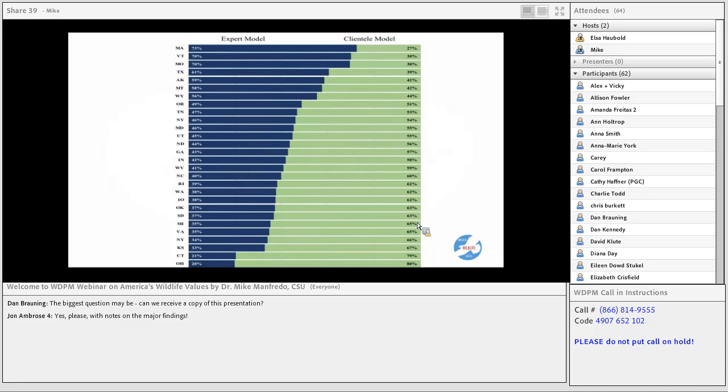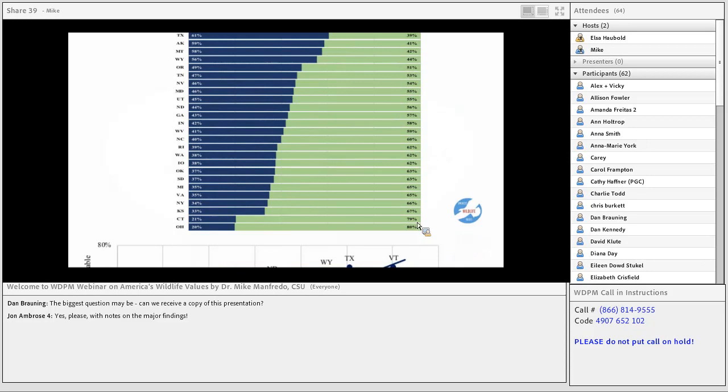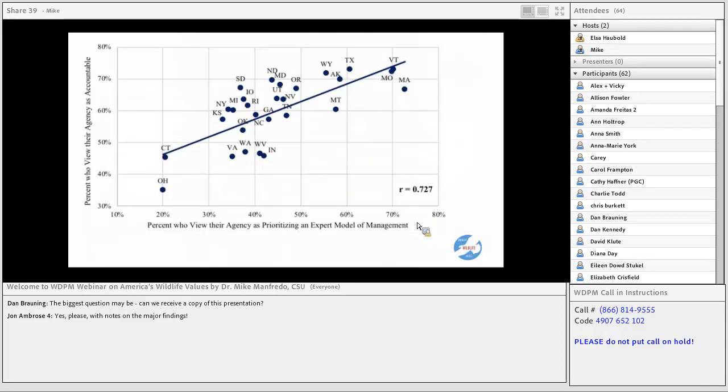In Massachusetts, the preponderance of people felt they represented more of an expert model, and Ohio and Connecticut more of a clientele model. You can see that agencies are quite divided and could readily be classified at least at the top and the bottom. So what we did was take a look at how that might affect other characteristics of the agency.